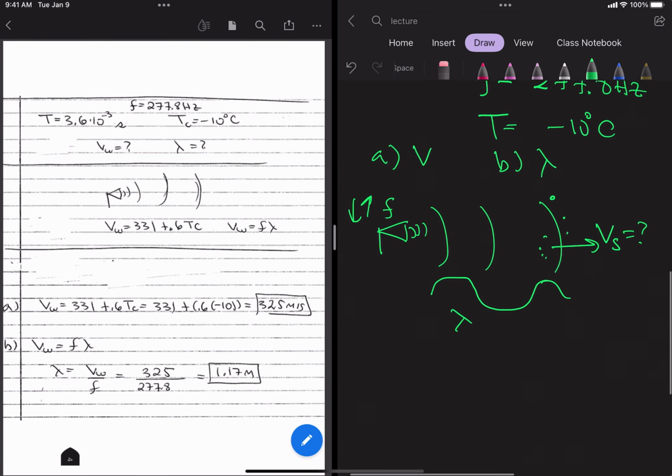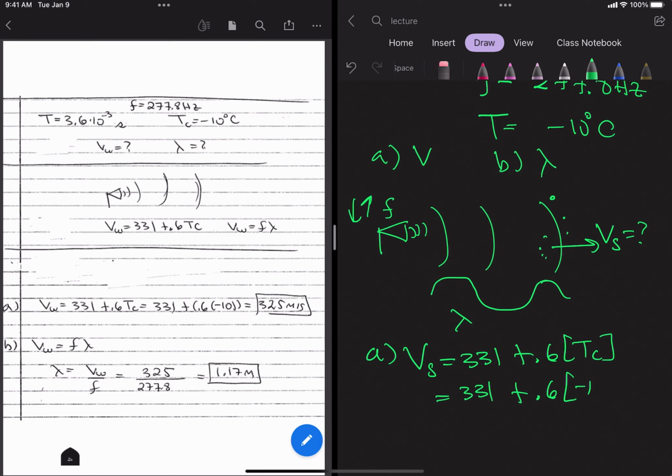So first, let's get the velocity of sound. So velocity of sound is defined as 331 plus 0.6 multiplied by the temperature in Celsius. So that's going to be 331 plus 0.6 times negative 10. So the velocity of sound is going to be 325 meters per second.